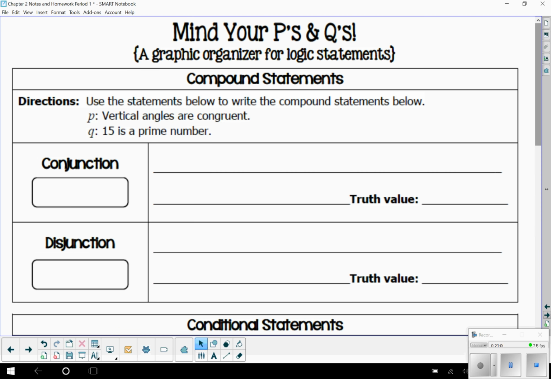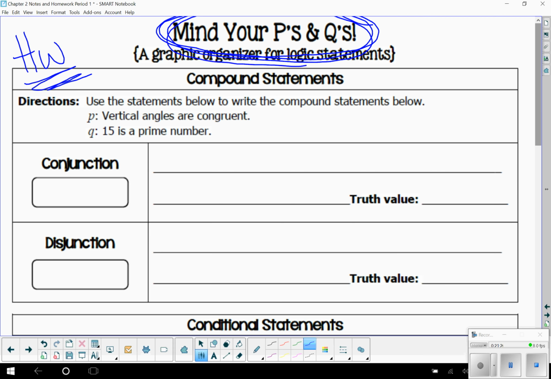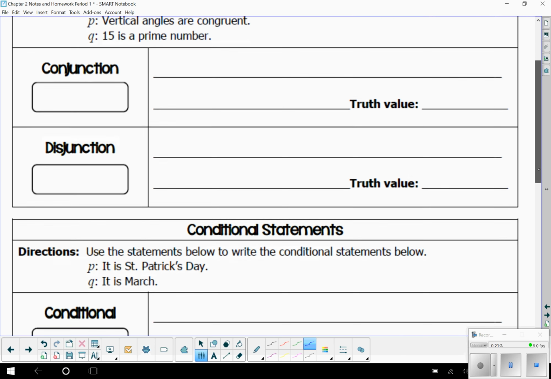This is going to be part of your homework. Okay, and we're going to label it "Mind your P's and Q's." What I want you to do is fill this out.